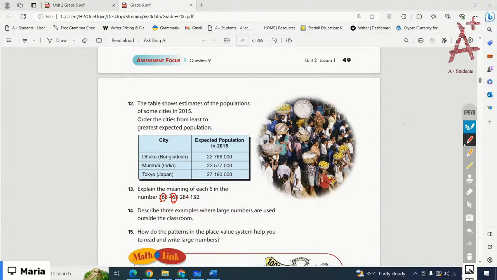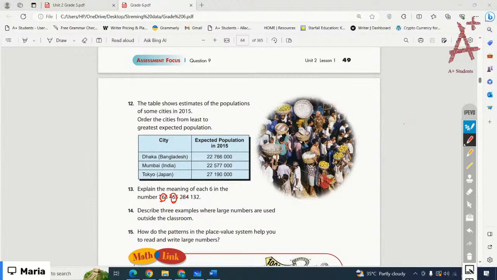Okay, question number 14 is: describe three examples where large numbers are used outside the classroom. The large numbers are used outside the classroom. They can be used in offices where you are doing calculations on a large scale. Also, large numbers are used in stores, for example, any mart and stores.